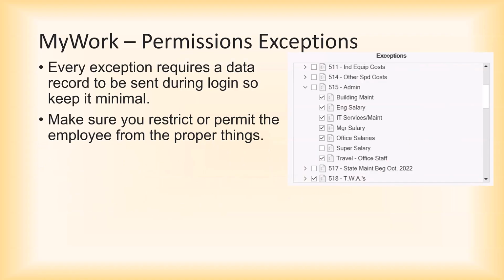Okay, so now let's talk about setting an exception, and this is what I wanted to talk a little bit about. So let's say we have this employee here, which is the 20, and they're a supervisor with a salary. So right now, if I have permit all on my templates, I really don't want him being able to key into the building maintenance or the engineering salary or the IT. So I'm throwing exceptions on all those because he should only ever see super salary when he goes to the 515 admin account to bring it in.